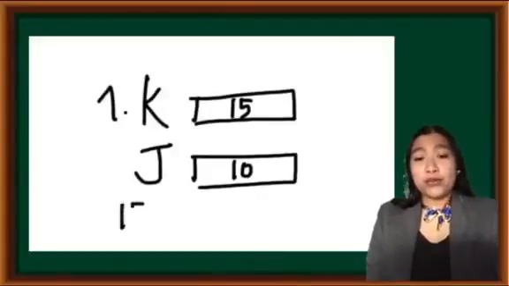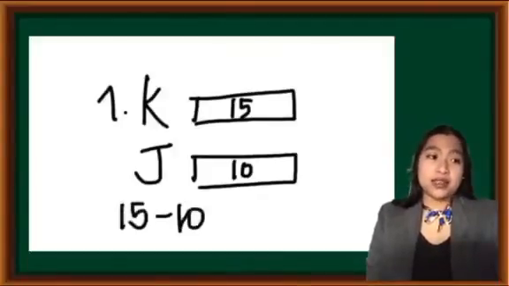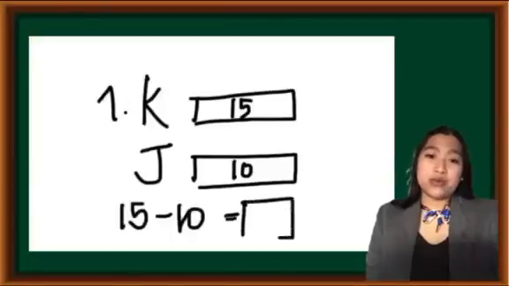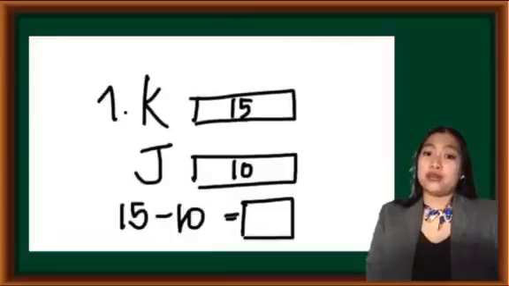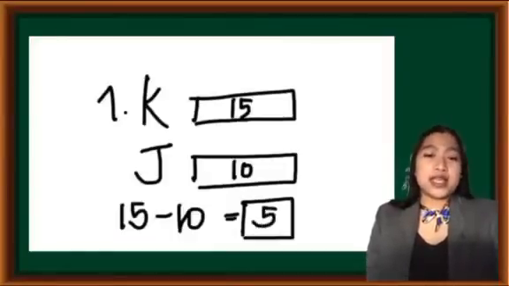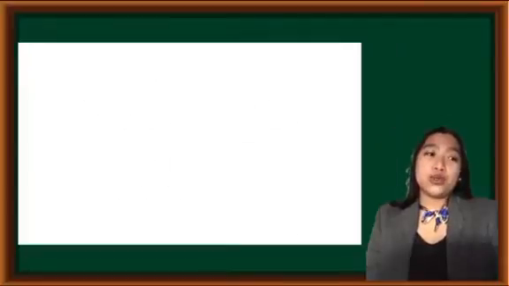So, 15 minus 10 is equals to unknown. And to know the result, we should subtract it. 15 minus 10 is 5. So, Kim went to 5 more games than Julio went.